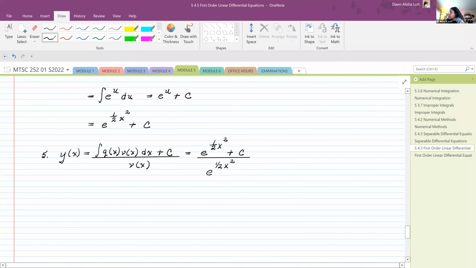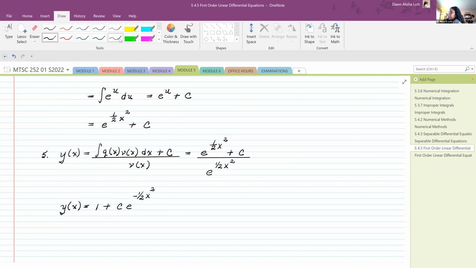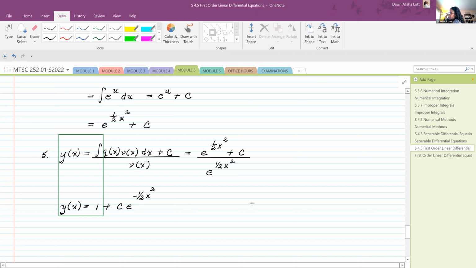All right. We could even make it look nicer. We could say y of x, e to the 1/2 x squared over e to the 1/2 x squared is just 1, plus c e to the negative 1/2 x squared. So we can do it like that as well. Either one of these works as the solution to my problem. All right, so I would take either one of those. Am I done?